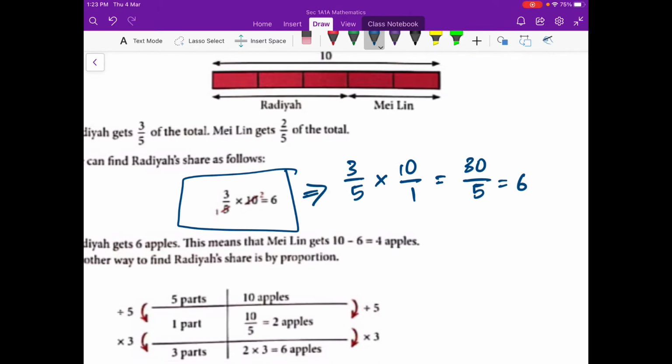Sounds like what you all mentioned just now. 3 times 2, you get 6. 2 times 2, you get 4. So one person got 6, the other person, Maylin, got 4 of them.